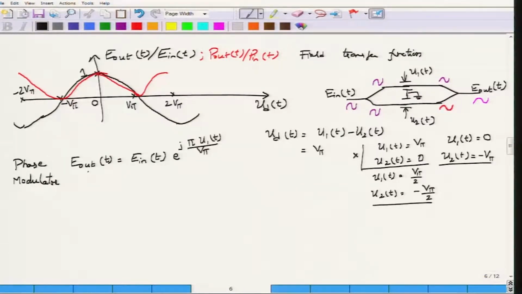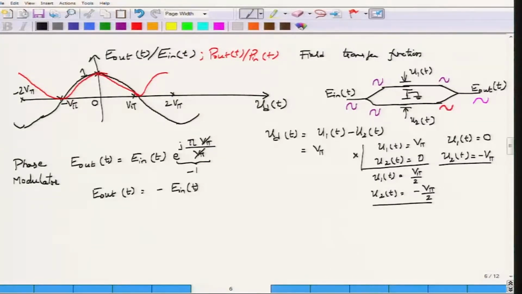Now, you can very easily see that when u1 of t is equal to V pi, then I can replace u1 of t by V pi, and the numerator becomes V pi, so this will cancel with the denominator. And what is e to the power j pi? This is nothing but cos pi plus j sin pi. Sin pi is 0, cos pi is minus 1. So, this is nothing but minus 1. What you now have is that the output electric field is the negative of the input electric field.